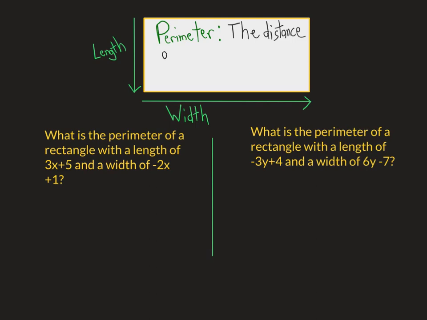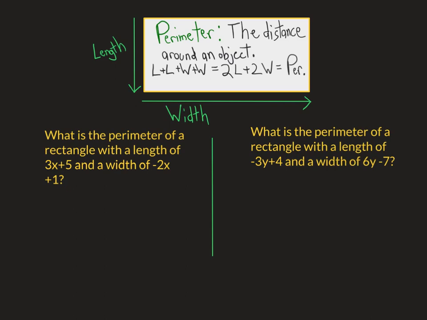The distance around an object. So in the case of something like a rectangle or square, you've got two lengths you need to add for the two sides, plus two widths you need to add for the two sides. Another way you can write that or say that is two lengths plus two widths, and that's going to equal your perimeter. So I'll do the one on the left.